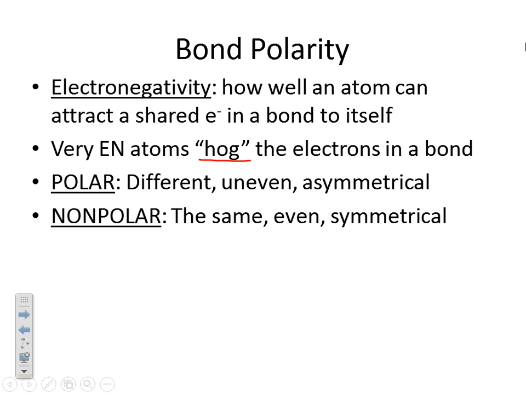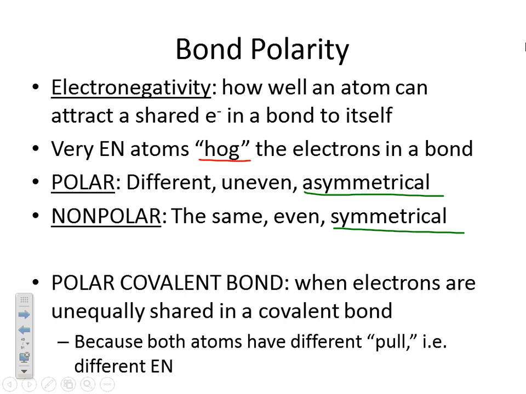For us, the big term that we're going to use with polar is asymmetrical, meaning opposite, not the same. And then nonpolar quite literally just means the opposite of polar. So what is the opposite of different? The opposite of different is the same. What's the opposite of uneven? The opposite of uneven is even. And for nonpolar, the term that we're going to use a lot is symmetrical. So we use these words to talk about bonds.